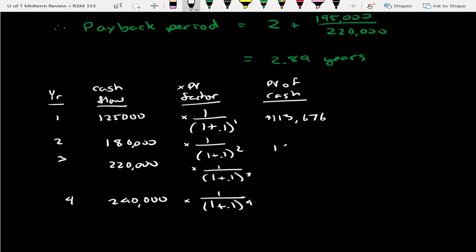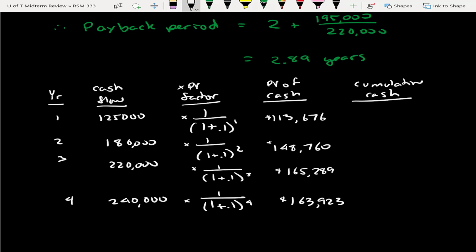Year 2, it's 148,760. Then it is 165,289. And the last year, you can see the 240 drops a lot. It goes down to 163,923. And now we need to see how long is it going to take these cash flows to recover the $500,000.